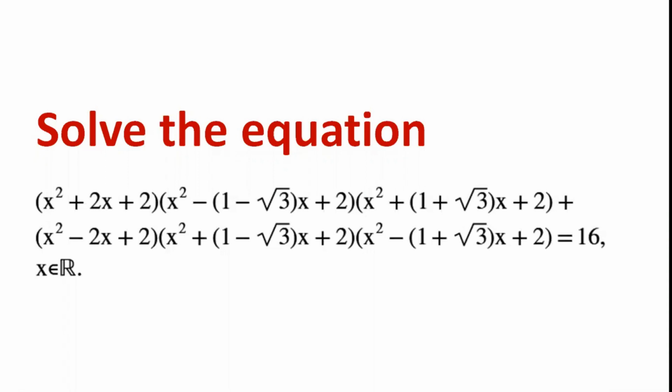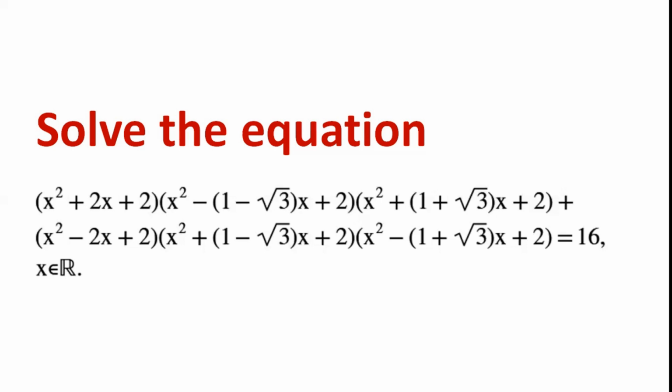Solve this equation, x is a real number. This equation has some patterns. We can see that the first part of the first term and that of the second term are almost identical, apart from one has the term 2x, whilst the other has the term minus 2x.